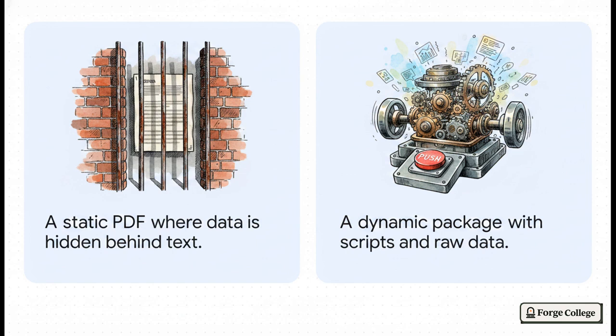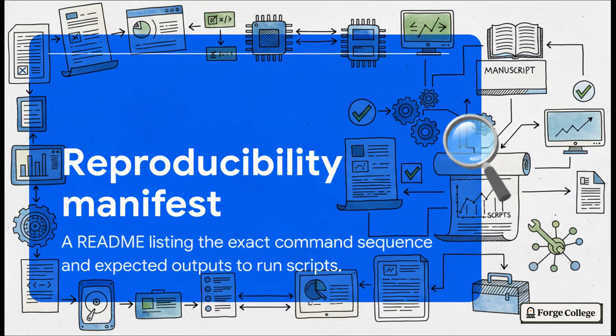How cool is that? But to make that happen seamlessly, you're going to need a reproducibility manifest. Think of this as a highly specialized README document. This manifest is literally the wiring diagram that connects the claims in your manuscript to your actual script names and output files.